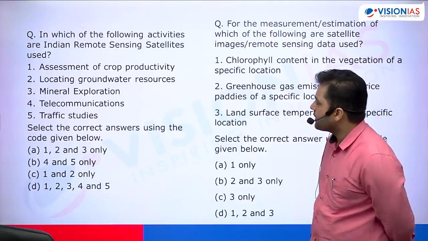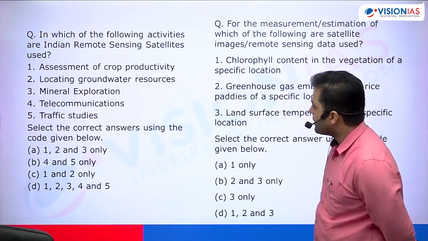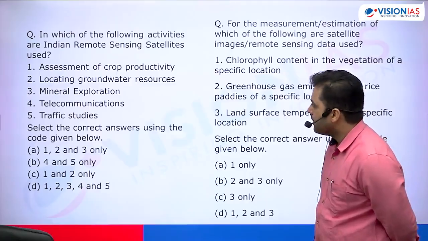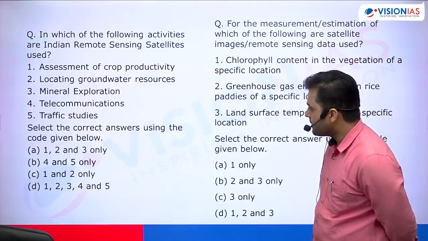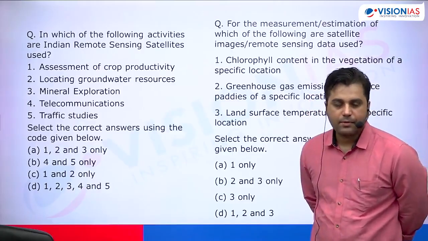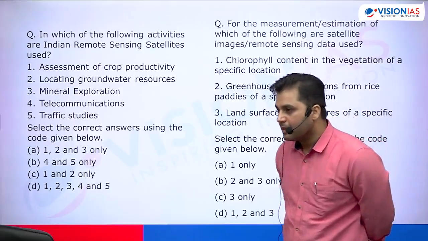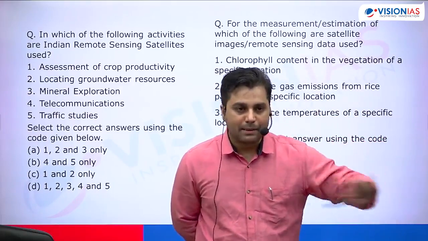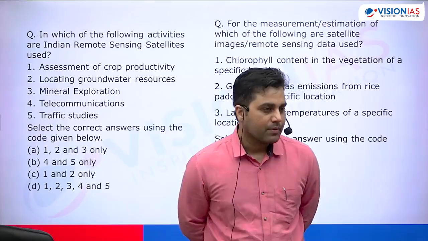In which of the following activities are Indian remote sensing satellites used? Assessment of crop productivity, yes. Locating groundwater resources, yes. Mineral exploration, yes. Telecommunications? No. Why would we use remote sensing for telecommunication? We do not use it for that; for that we have a separate group of satellites called communication satellites. So the fourth is not correct.